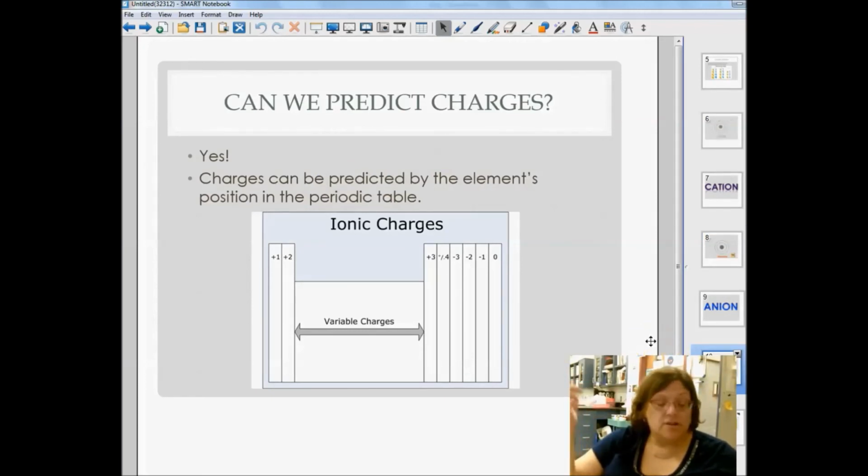Can we predict the charges? Yes, charges can be predicted by their element's place or position on the periodic table. There you have it.